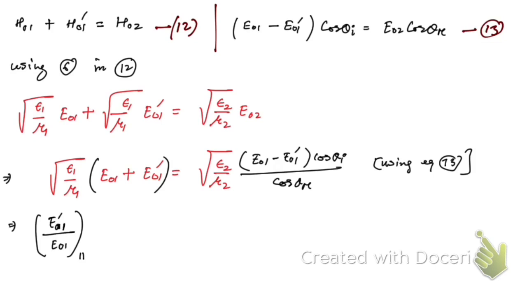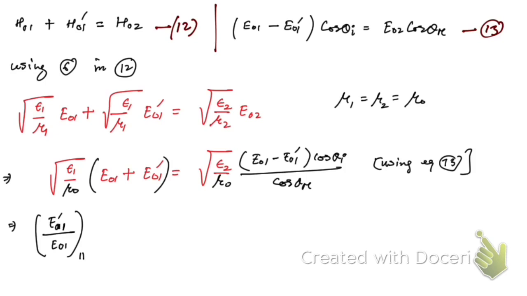For dielectric mediums, we have considered mu1 and mu2 equal to mu naught, right? So if we use that, here we're going to write mu naught, and this mu2 will also be equal to mu naught, right? So that's what we're going to have.